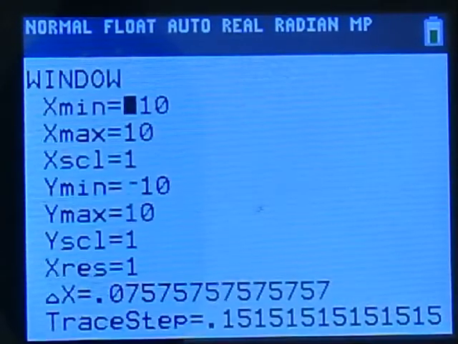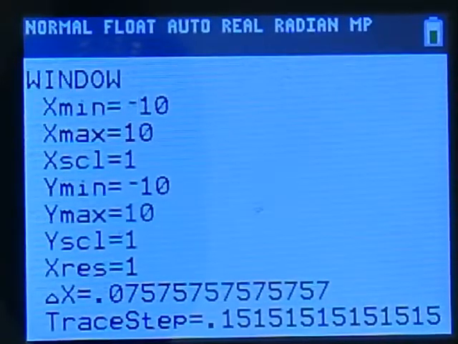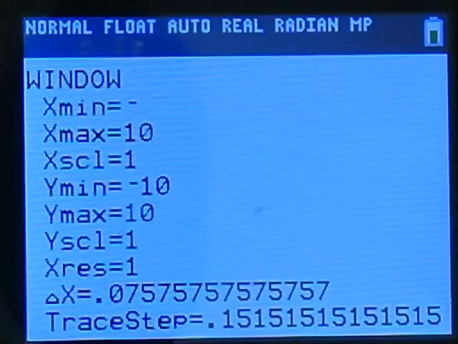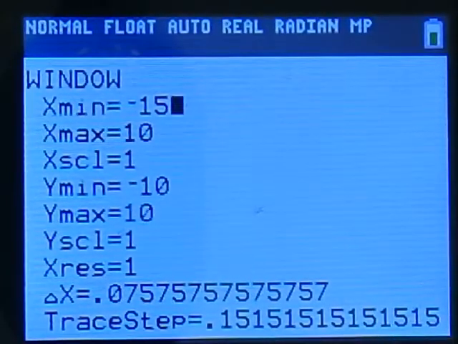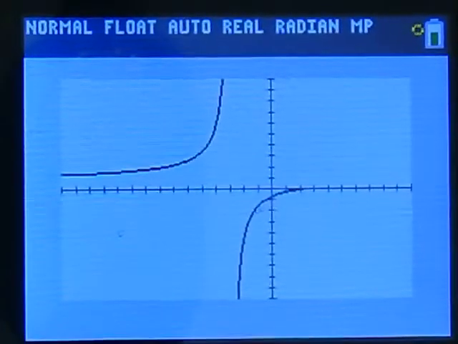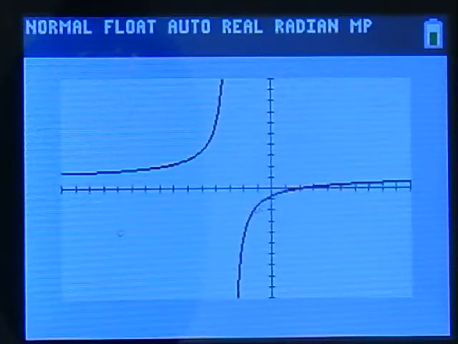So I'm going to hit window and let's go x minimum. Let's go over to say, oh, I don't know, -15 or so. You can try graphing it again. So I'm hitting graph. All right, there's my graph now. If we can draw in the asymptotes here, it would really help us see what's going on. Now, as you know, we already calculated the asymptotes, and you can see that the calculator is not going to give those to you. So our asymptotes, one of them is vertical and the other one's horizontal.